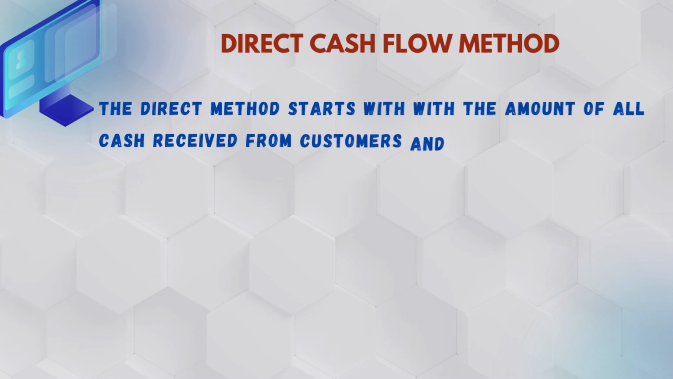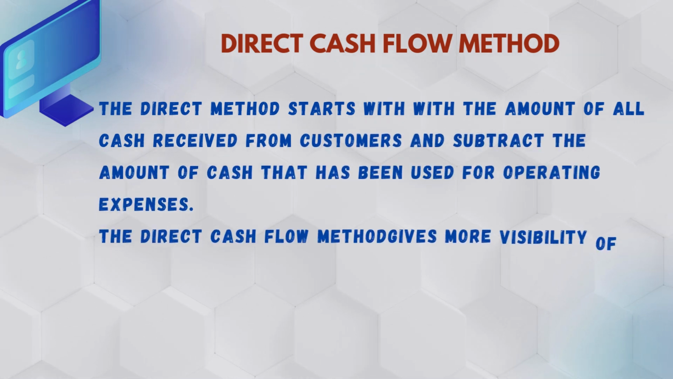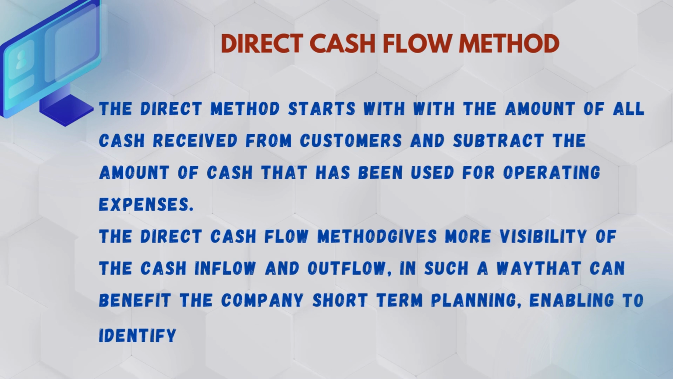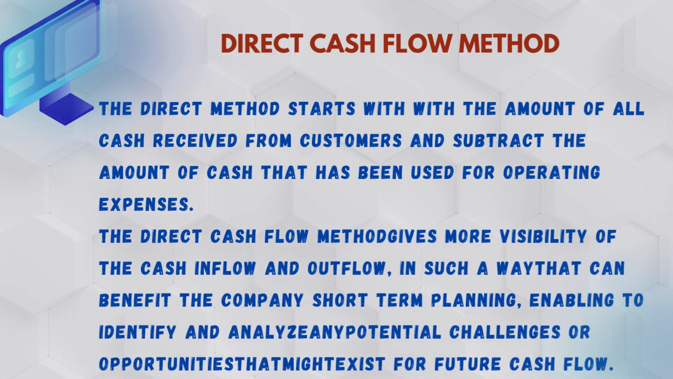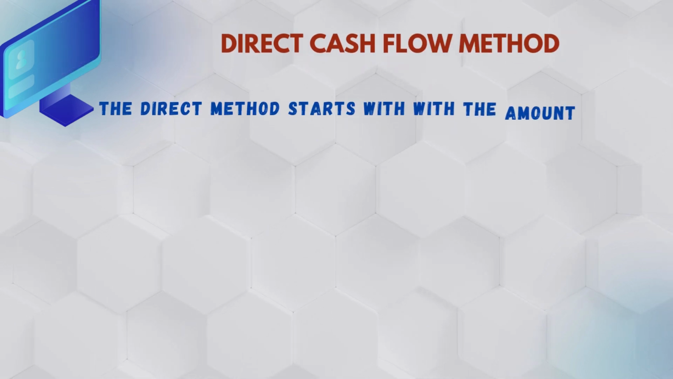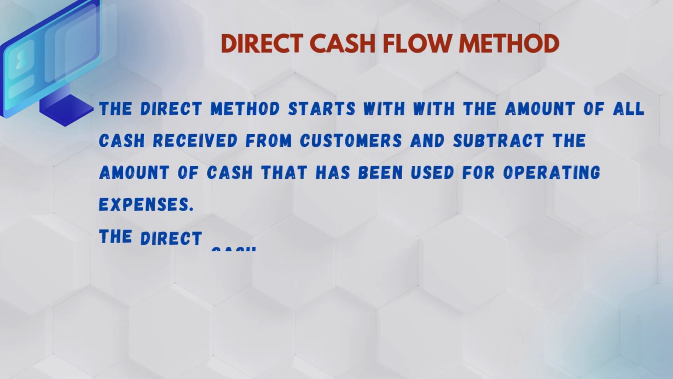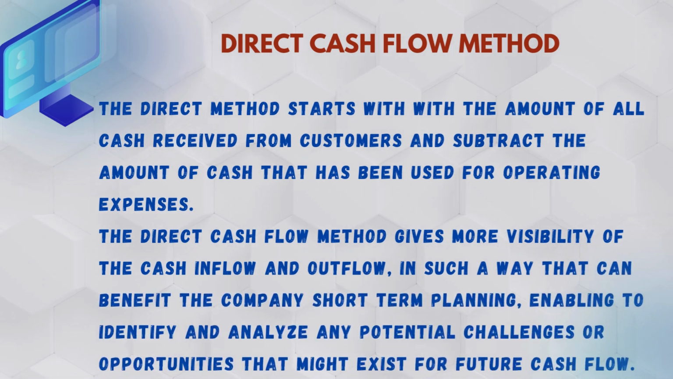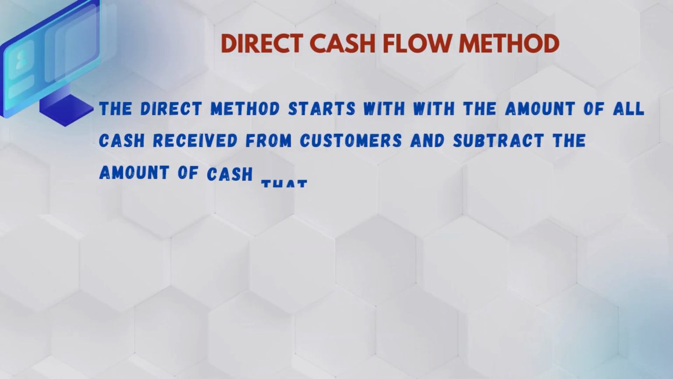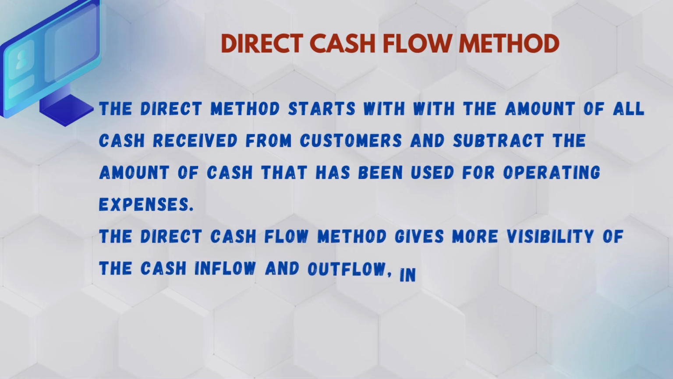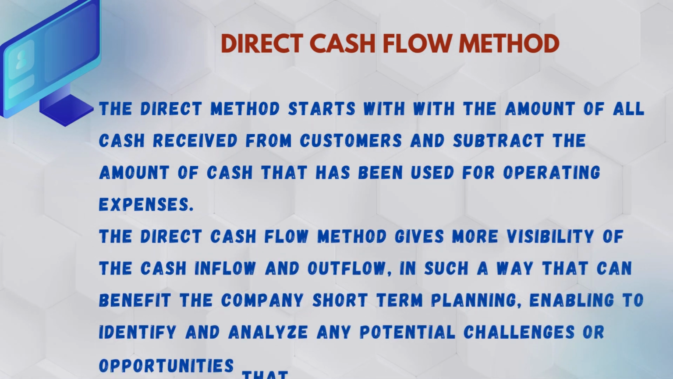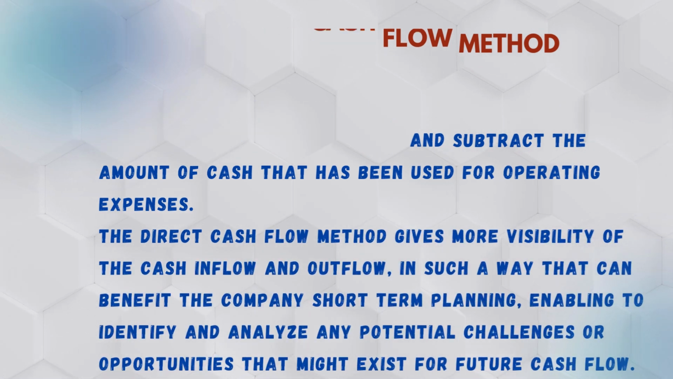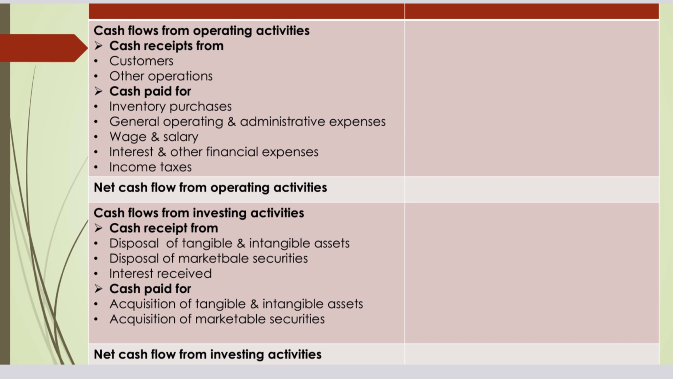Also, the direct method starts with the amount of all cash received from customers and subtracts the amount of cash that has been used for operating expenses, like the payment of the suppliers. The direct cash flow method gives more visibility of the cash in and out in such a way that can benefit the company's short-term planning, enabling it to identify and analyze potential challenges or opportunities that may exist for the future cash flow.